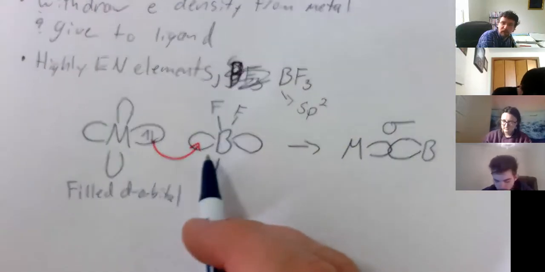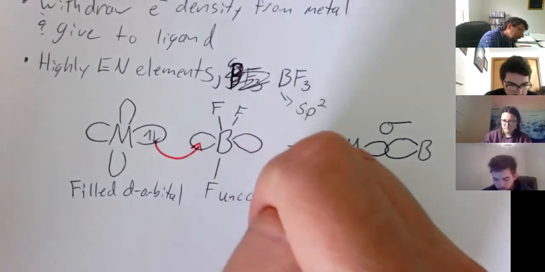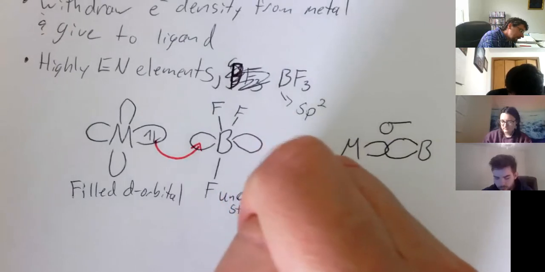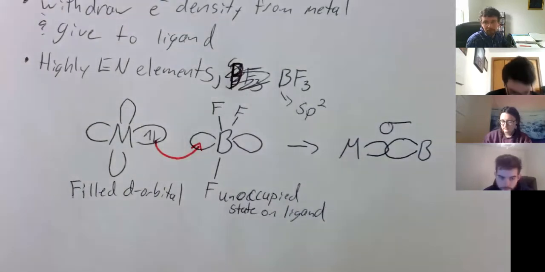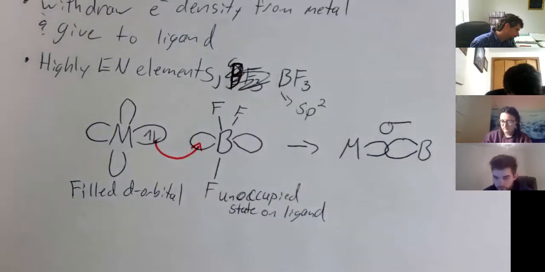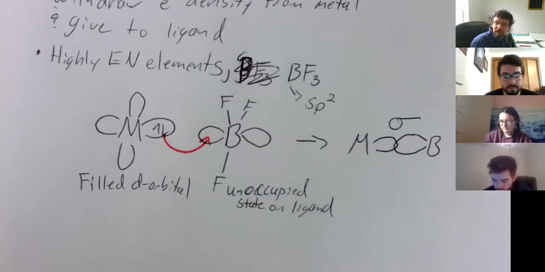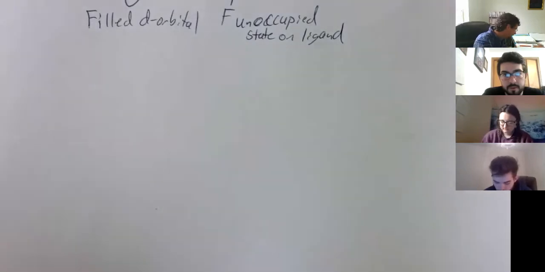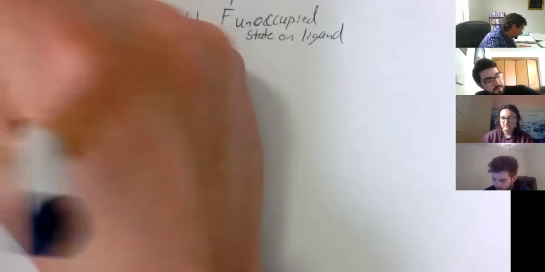I don't know, this could be the LUMO. It might or it might not be. But we'll say unoccupied state on ligand. And then it makes a bond that way. Okay, that makes more sense. Josh, you said one of the other types of interactions we're going to have, and I said, yeah, we'll talk about that one in a minute. The pi donor? Yep, we got pi donors.